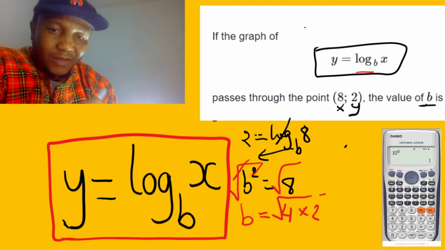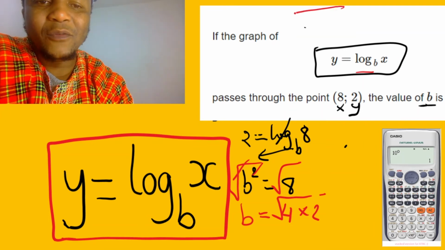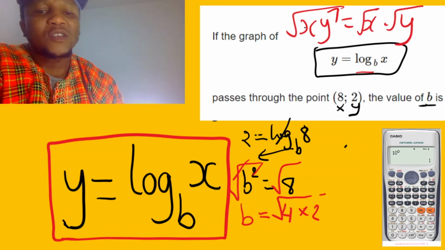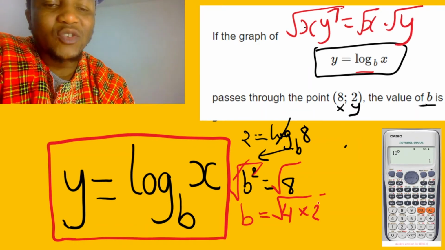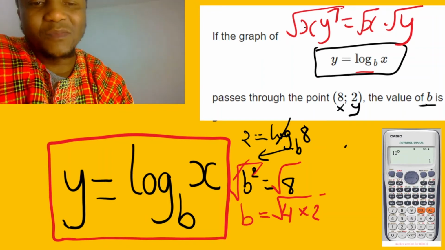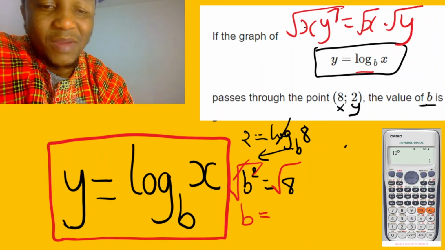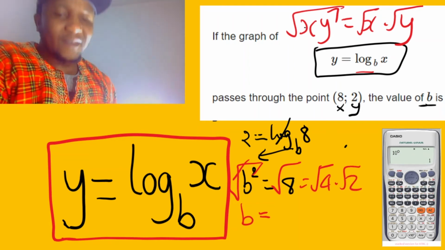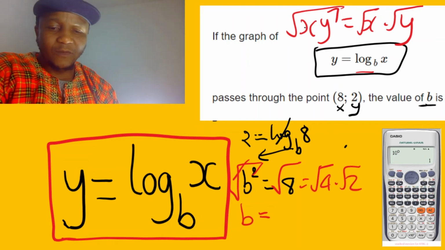In mathematics, if somebody gives you x and y in the same square root, this is the same as the square root of x and the square root of y. So I can simply say this is the square root of 4 and the square root of 2. Separating is acceptable. So the square root of 80 means the square root of 4 and the square root of 2.